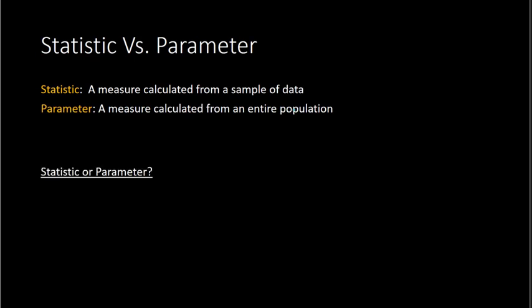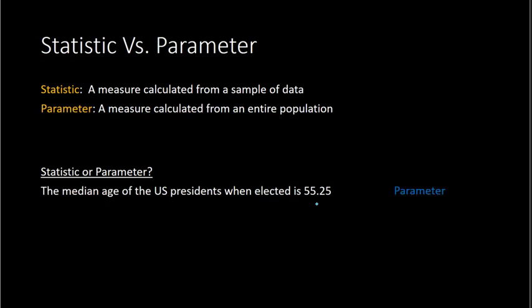So if you were to determine if we are dealing with a statistic or parameter, here we have an example. The median age of the US presidents when elected is 55.25. Notice we are dealing with all the presidents. So we're dealing with a population. So parameter goes with population. All right, this number is called a parameter because it is dealing with the entire population.